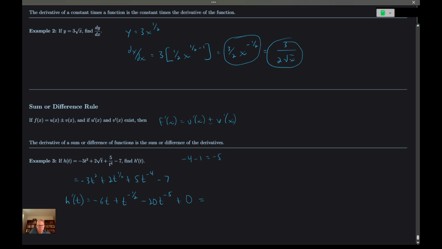All right, so now let's rewrite this. Don't need to put 0, obviously, but probably this in MyMathLab will be fine. But let's write negative 6t plus 1 over square root t minus 20 over t to the 5th.